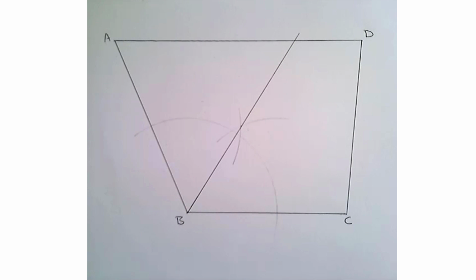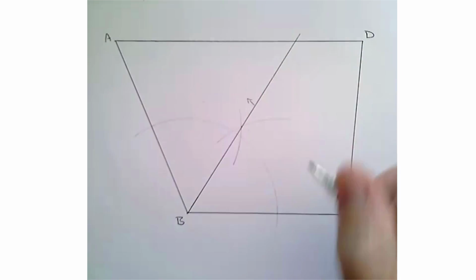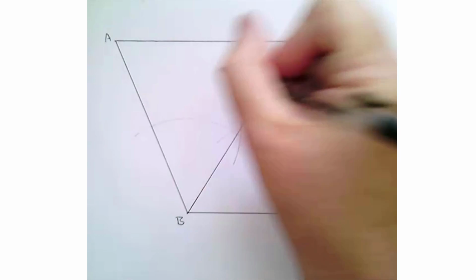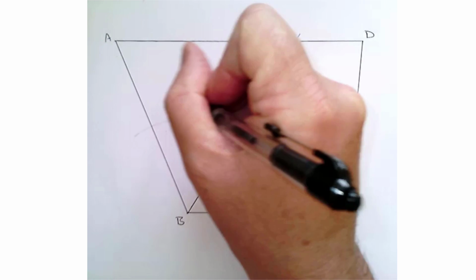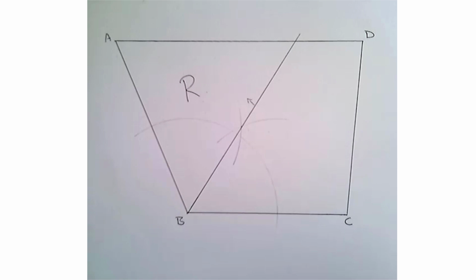Now I want the region that is closer to the line AB. So which half is that then? Well, you can see that it's going to be on this side of the line. That's going to be closer to AB because all the points on the line are equidistant. So on that side of the line they're going to be closer to AB, and on the other side they're going to be closer to BC. So let's just draw an R there.